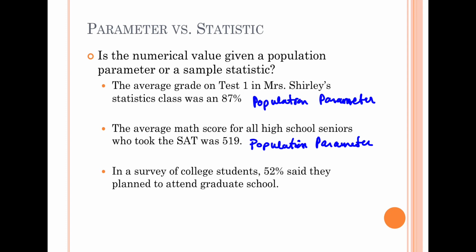In a survey of college students, 52% said they plan to attend graduate school. So a lot of times we have to think in terms of, is something realistic? Like, is it realistic for them to have surveyed every college student in the country? And most likely it sounds like this would have been just a survey of college students, not necessarily all college students. So this sounds more realistically to be a sample statistic.